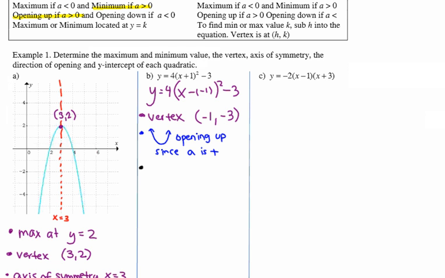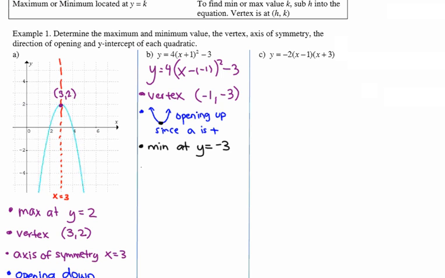Okay, we also have to do our maximum. So are we a max or a min if we're opening up? It's going to be a min at y equals, what would the y value be? Negative 3, because this is the vertex, right? So the y value would be negative 3. And the axis of symmetry is at x equals what? Where is it cut in half? Again, we look at our vertex. x equals negative 1.